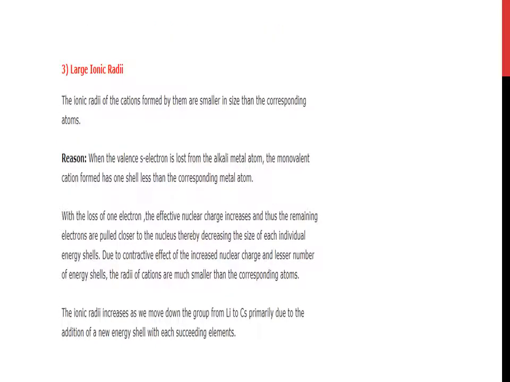Large ionic radii. The ionic radii of the cations formed by them are smaller in size than the corresponding atoms, because when the valence s electron is lost from the alkali metal atom, the monovalent cation formed has one shell less than the corresponding metal atom. With the loss of one electron, the effective nuclear charge increases and thus the remaining electrons are pulled closer to the nucleus, thereby decreasing the size of each individual energy shell.